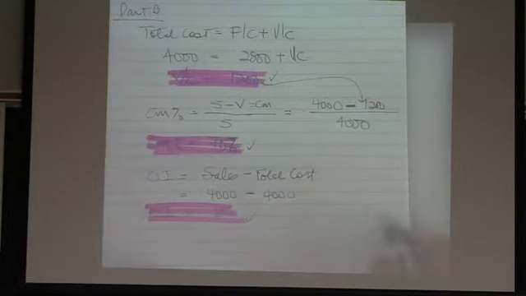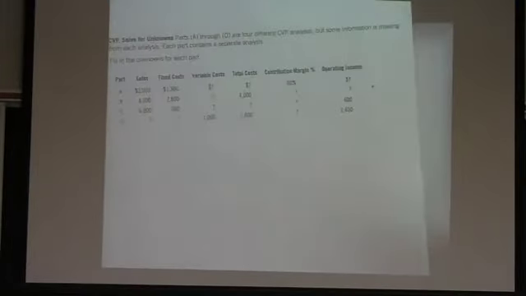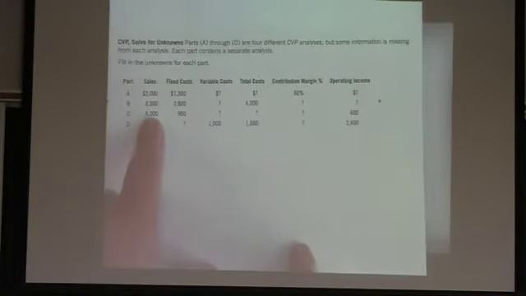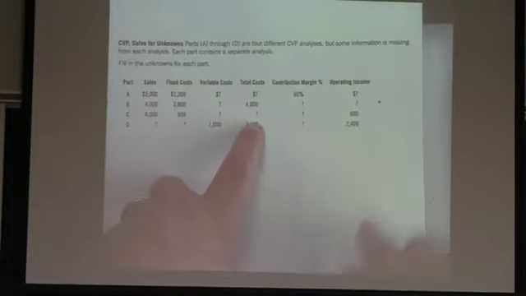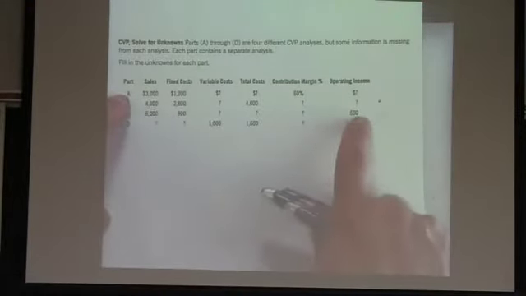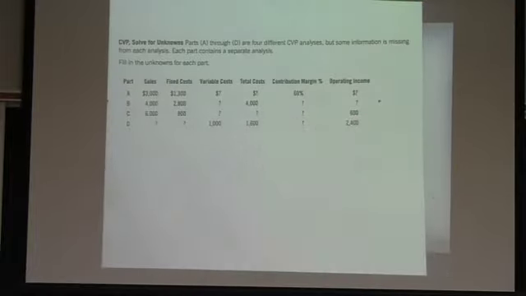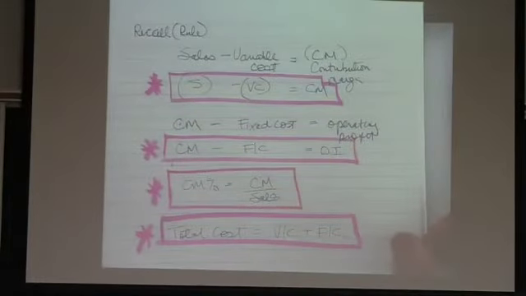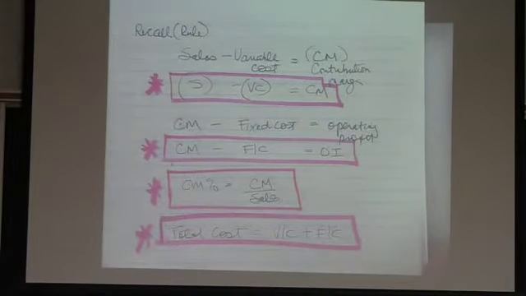Okay, so let's look at the next part, part C. Let's look at the question again. We're given sales, we're given fixed costs, we're asked to calculate variable cost and total cost. But this time, it's different from part A, where they gave us operating profit, but we don't know the contribution margin percentage. So the key to doing these questions is to know the formula, which is what we're going to need.